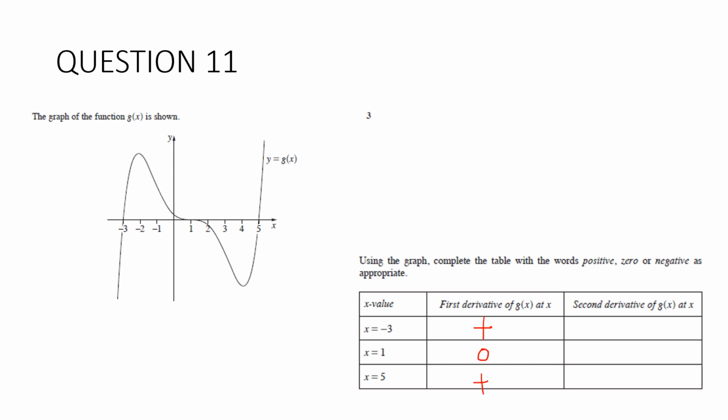Now the second derivative, remember, tests concavity. So concave up is positive, concave down is negative. And if we've got a change of concavity, then it's 0. So at x equals -3, we are concave down, so negative. Here, we have a change in concavity from concave up to concave down, so it'll be 0 there. And here we're part of concave up, so that'll be positive. So filling those in, at x equals -3, we're concave down, and then changing concavity, and then we are concave up.